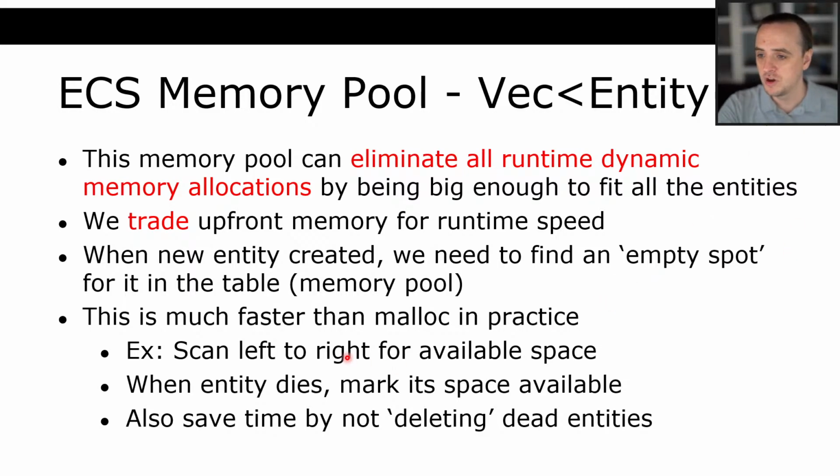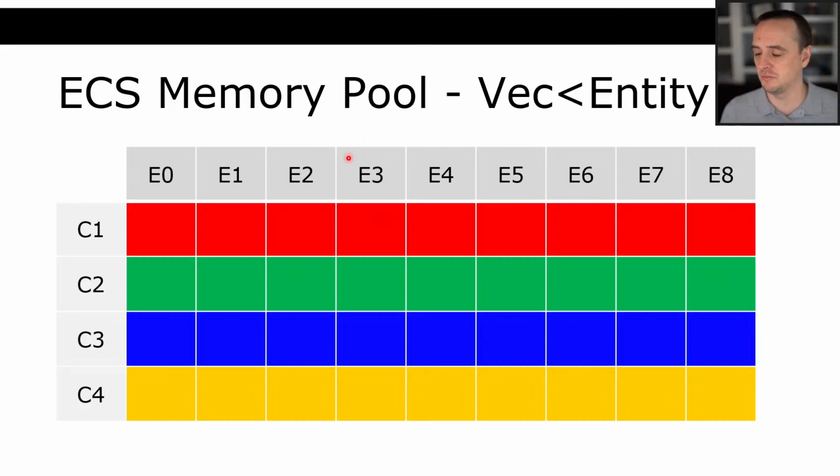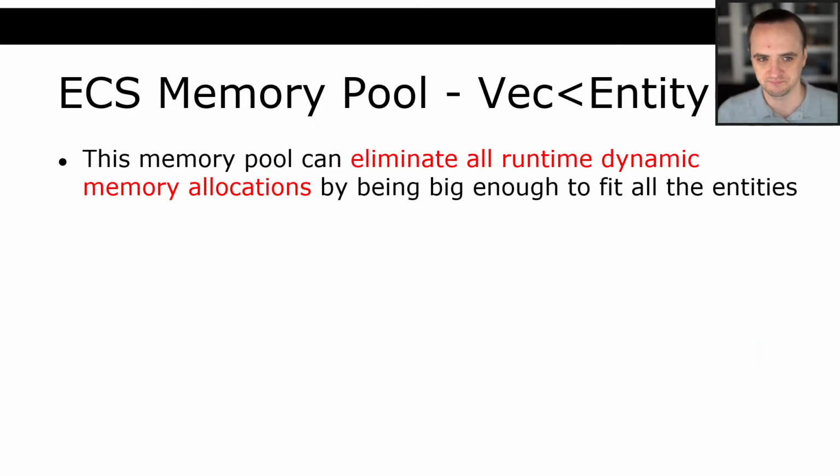So for example, we can just scan left to right for available space. And when an entity dies, I just mark it as available. And so I don't need to delete data anymore, because all I would need to do is just mark this column as free. And then when I'm scanning, oh, that's a free one, stick my new entity here.